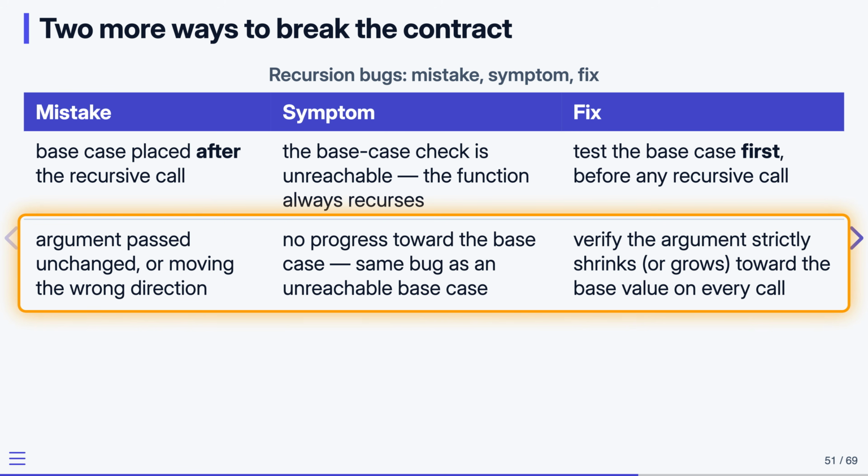The second way is passing the argument without shrinking it. If the argument does not move toward the base value, you make no progress. That is the same trouble as an unreachable base case. So check that the argument gets strictly smaller or strictly larger on every call.